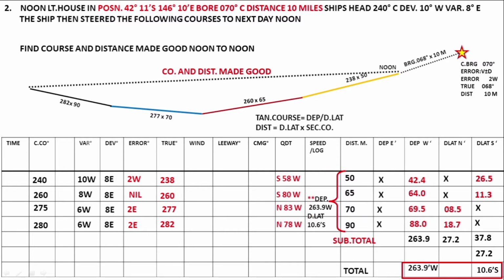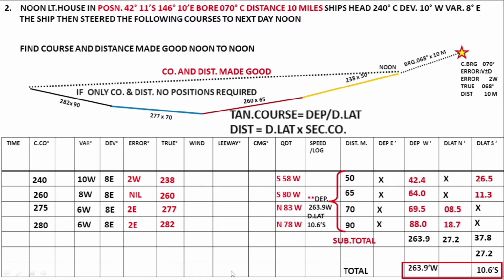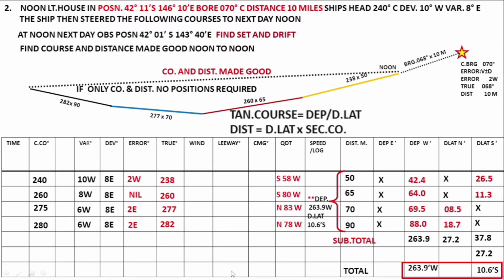Now I have the DLAT, I have the departure, and with this formula I can find out the course made good. But in this question, this is not asked. What he has given me is the known position, and he wants me to find out the set and drift.